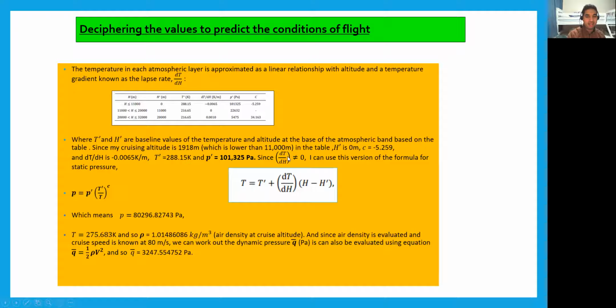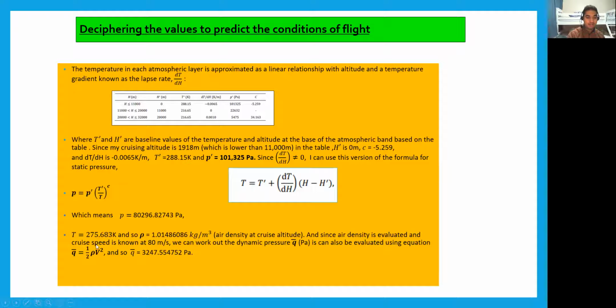Since dT over dh isn't 0, I can use this formula to work out T, which in turn helps me work out pressure, which means pressure is 80,296.8 pascals. Since T is 275.68 Kelvin and rho is 1.01486 kilograms per meter cubed, that is the air density at cruise altitude.